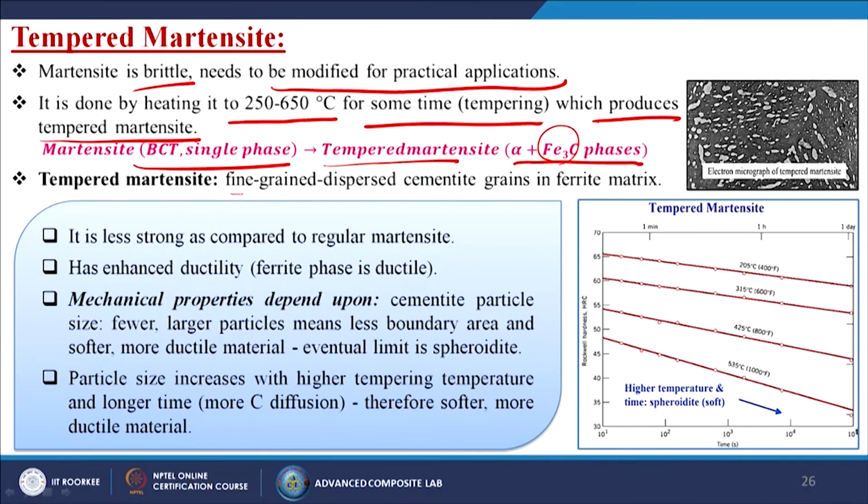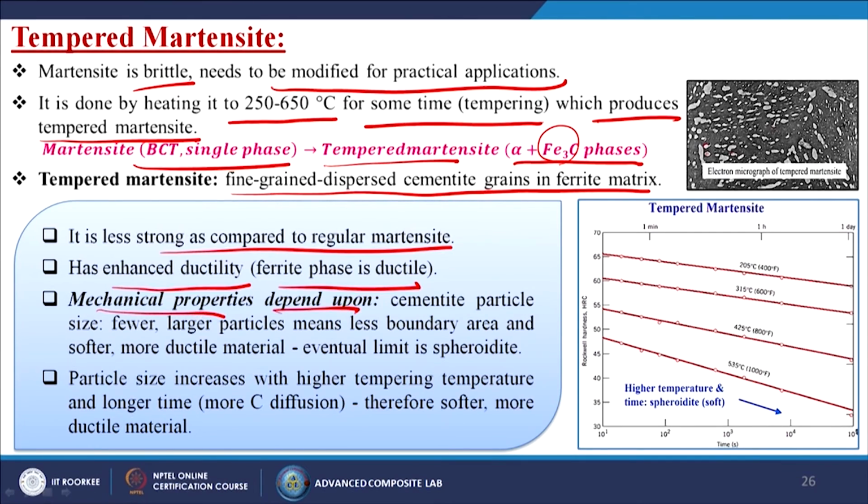Tempered martensite has fine-grained dispersed cementite grains in a ferrite matrix. This is the electron micrograph of tempered martensite, where you can find the fine, small grains of cementite present inside the matrix. It is less strong as compared to regular martensite and has enhanced ductility, as the ferrite phase is ductile. So, elasticity can be obtained from here; it is not brittle in nature.